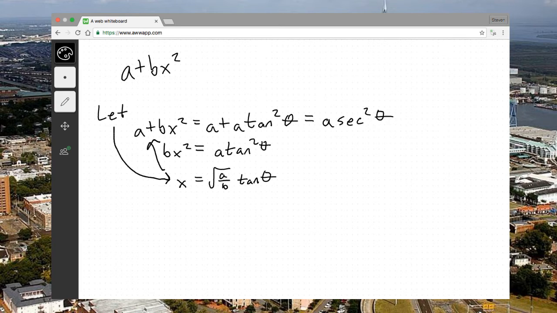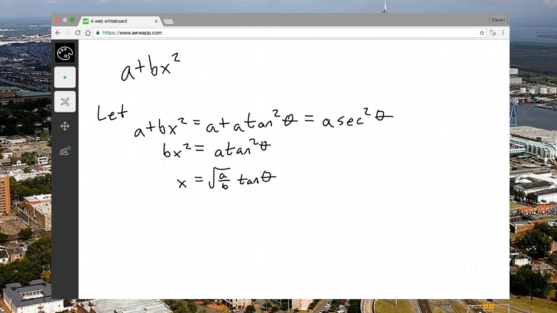Now it's kind of hard to see at a glance exactly the form root a over b tangent of theta. I find it much easier to just do the top line and go down, and we'll just ignore that technicality altogether. So that's going to be our substitution.